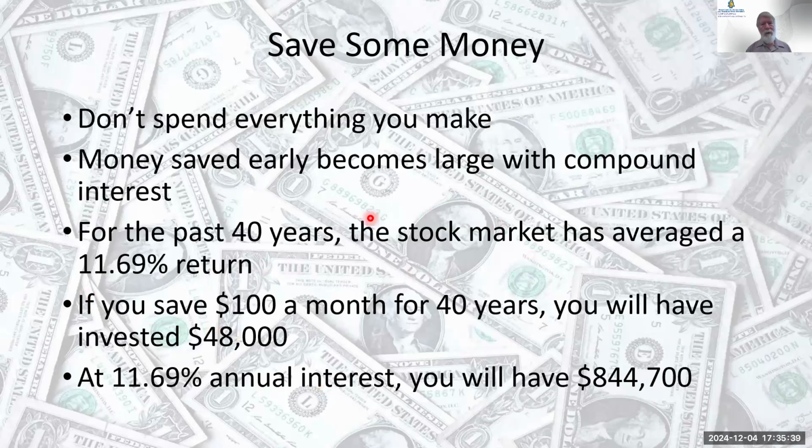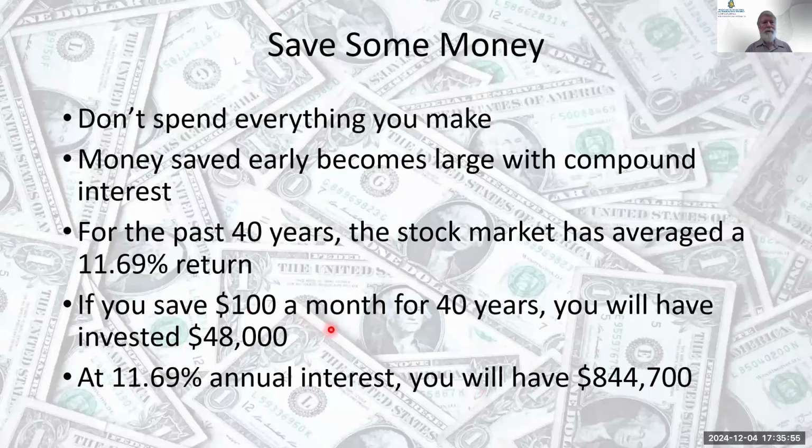Here's an example. The last 40 years, the stock market has averaged 11.69% return. Actually, I think it's a little larger now. That was a couple of years ago, but it's a pretty good return on average. There'll be bad years, there'll be good years. On the average, it's done pretty well.